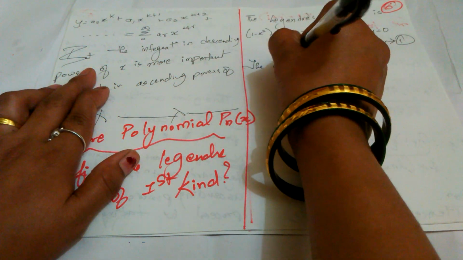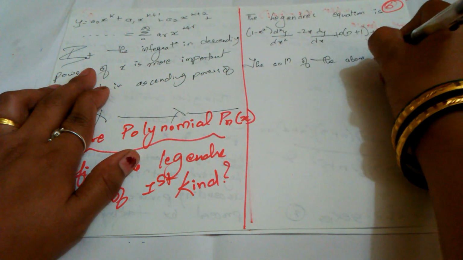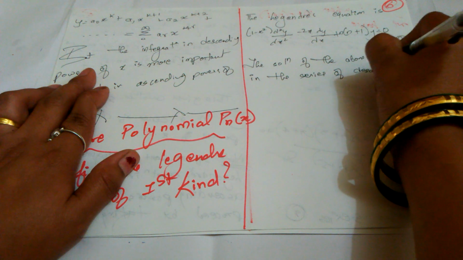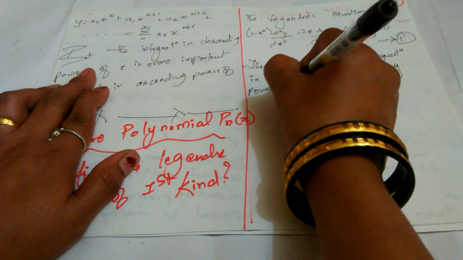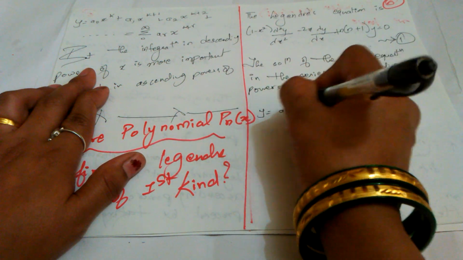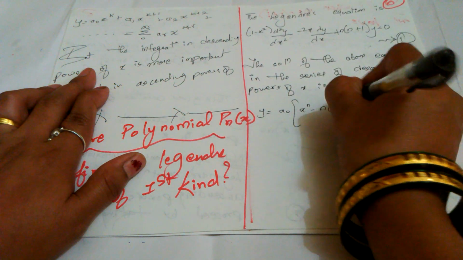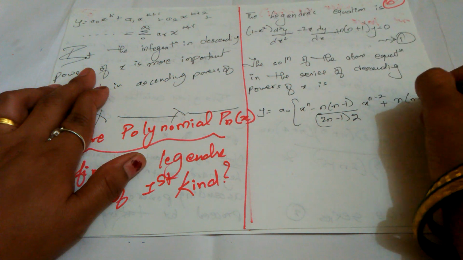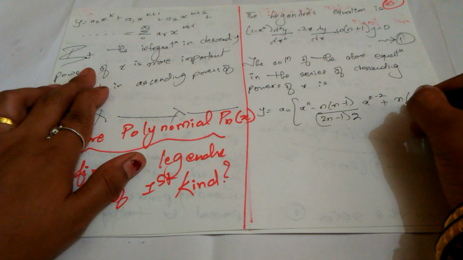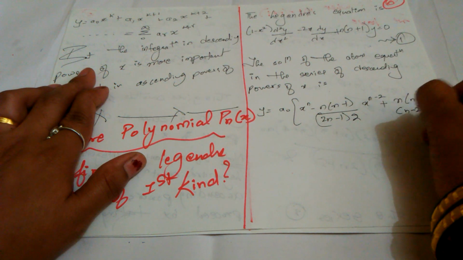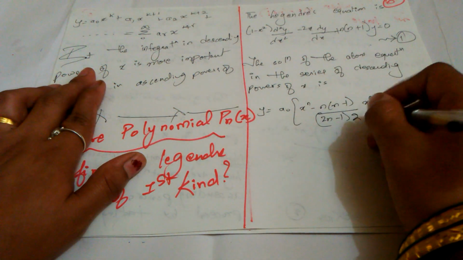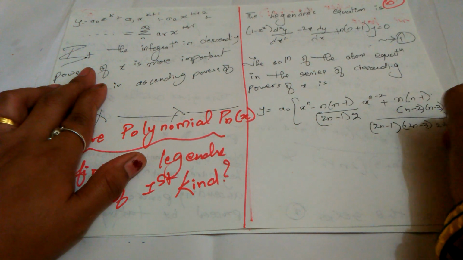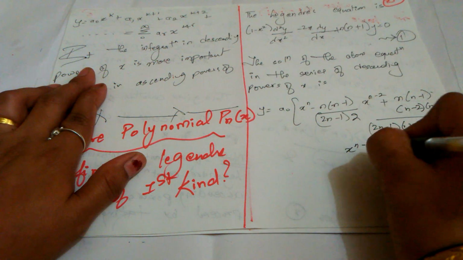Now the solution of the above equation in the series of descending powers of x is y is equal to a naught times the bracket x raised to n minus n(n minus 1) divided by (2n minus 1) into 2 into x raised to n minus 2, plus n(n minus 1)(n minus 2)(n minus 3) divided by (2n minus 1)(2n minus 3) into 2 into 4, this whole multiplied with x raised to n minus 4, plus dot dot dot higher powers.